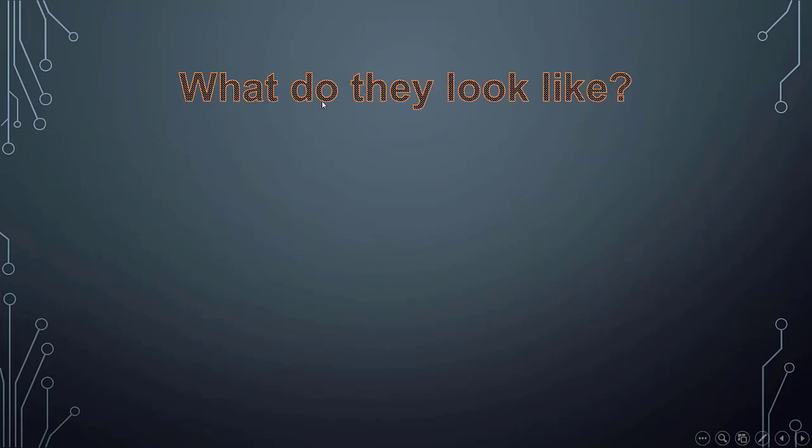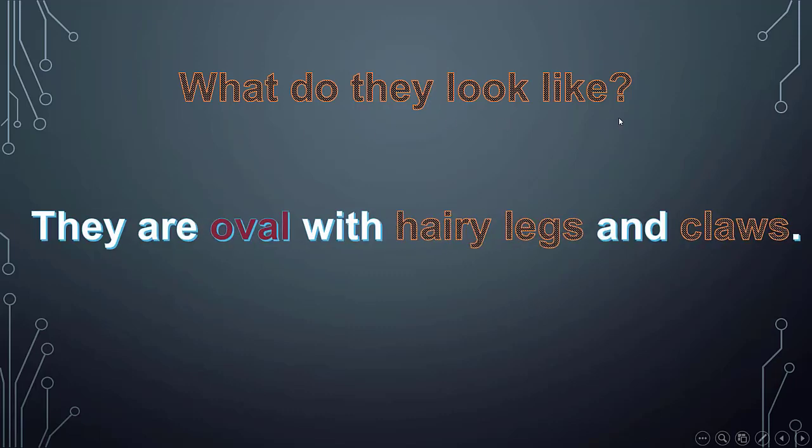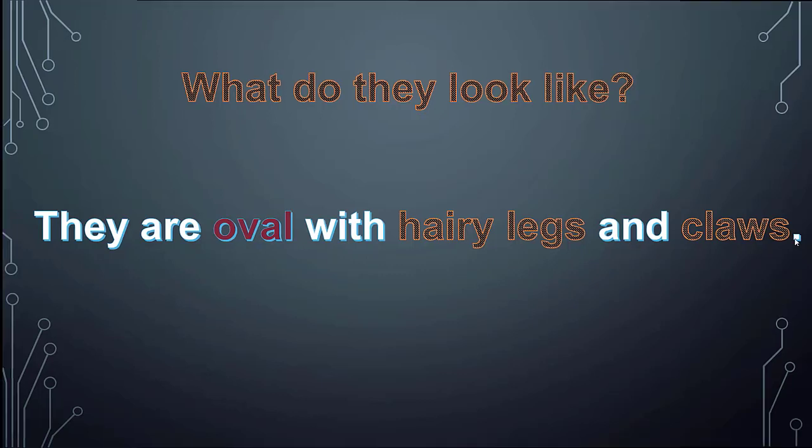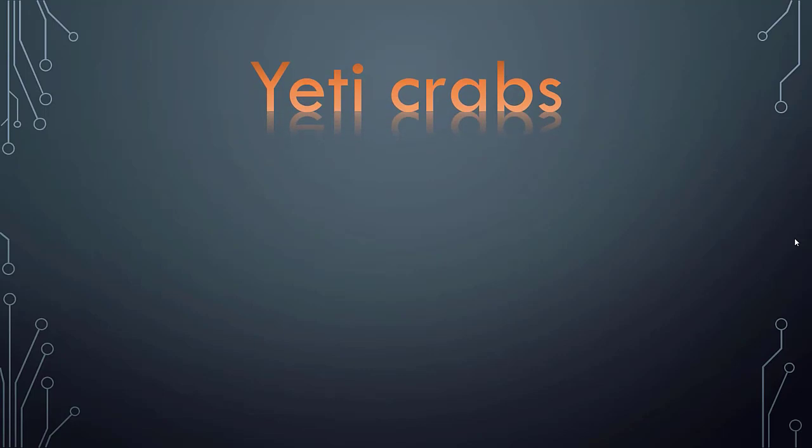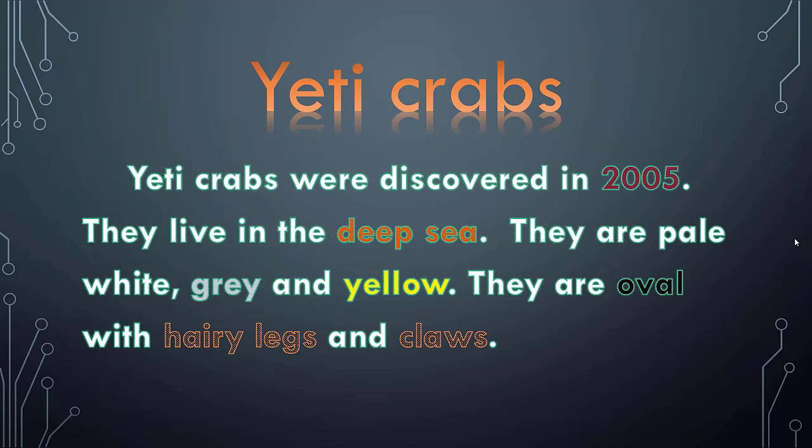The last question, what do they look like? Great. They are oval with hairy legs and claws. Now we have answered all the questions about Yeti crabs, and this is the complete paragraph.